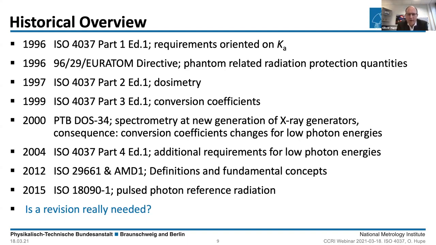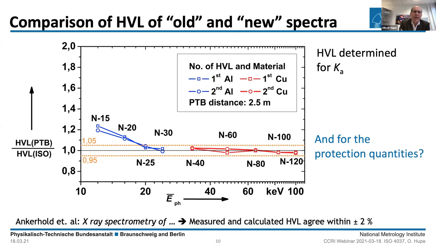And do we really need a revision? If you have a look at the half value layers, which are determined for air kerma with the old generators, so published half value layers in ISO, with the new generators, you will see that at high energies, you don't have a problem, so there is no change. But if you go to the low energy part, you see that below 30 kV, there is a big difference, or the ratio is increasing for the new half value layers. And it's up to 20%, so that makes a problem.